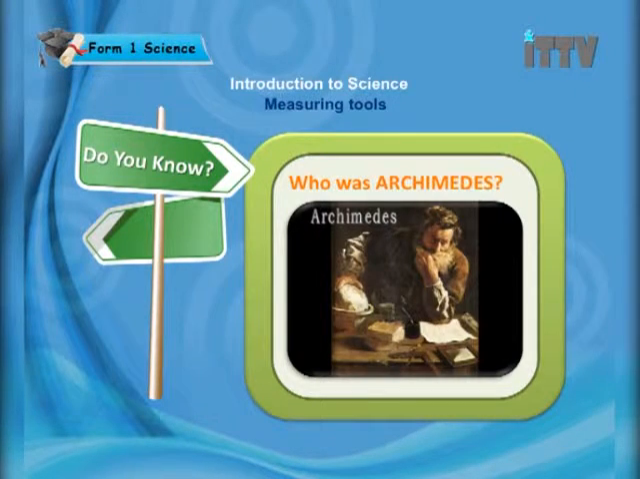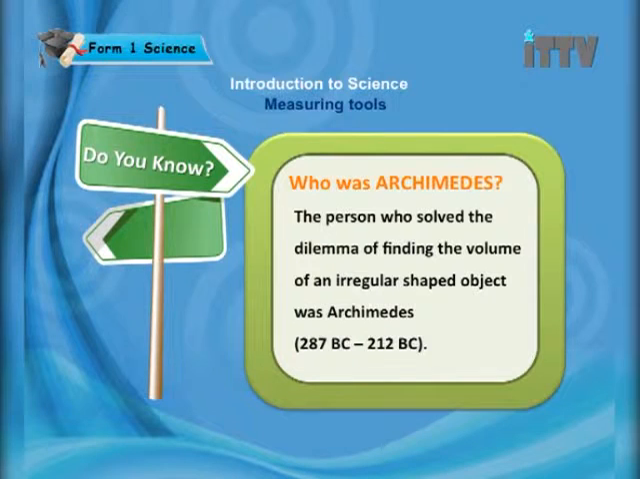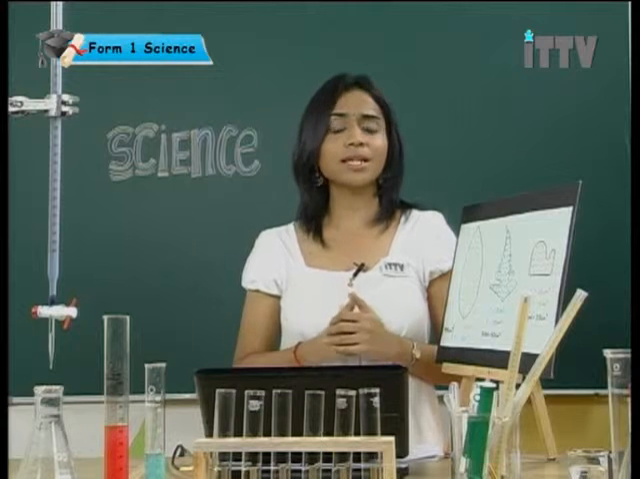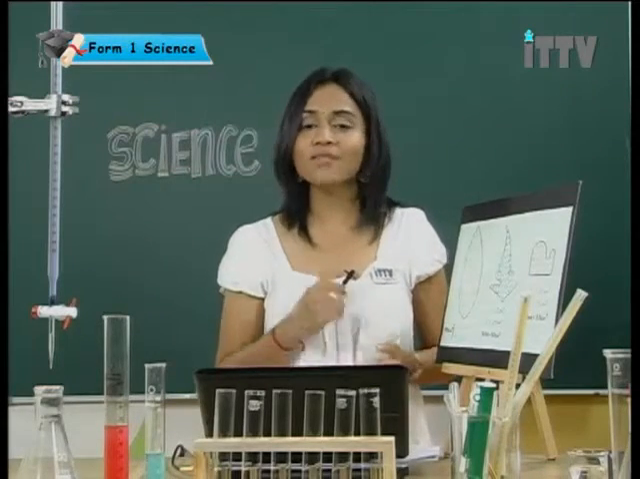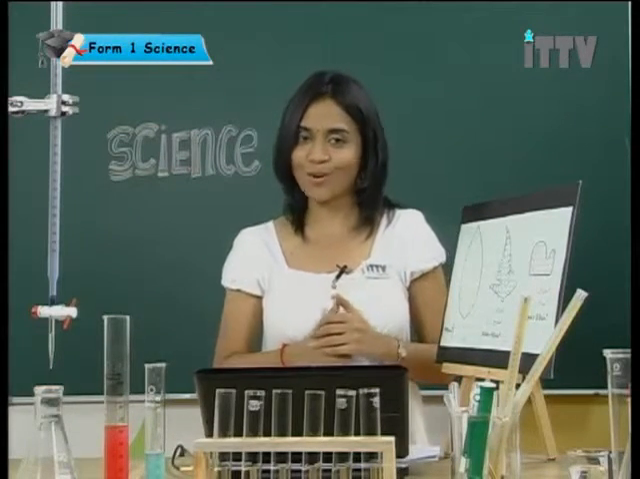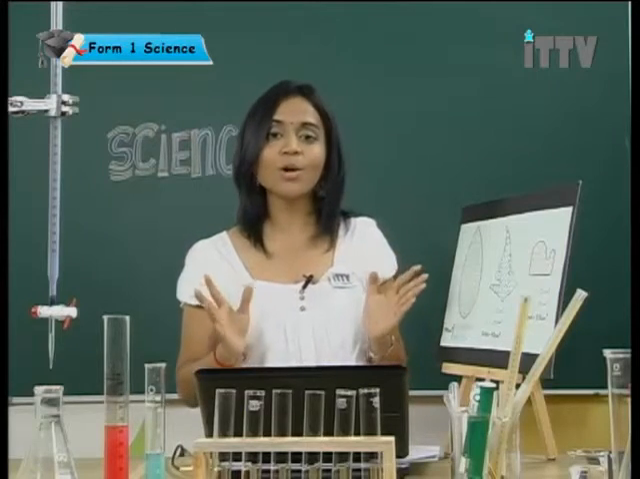Who was Archimedes? The person who solved the dilemma of finding the volume of an irregular shaped object was Archimedes, 287 BC to 212 BC. This was how long he stayed alive. Thanks to Archimedes, we now know what is volume and so on. So now you have an idea of what our next segment is all about. We are going to learn all about volume.